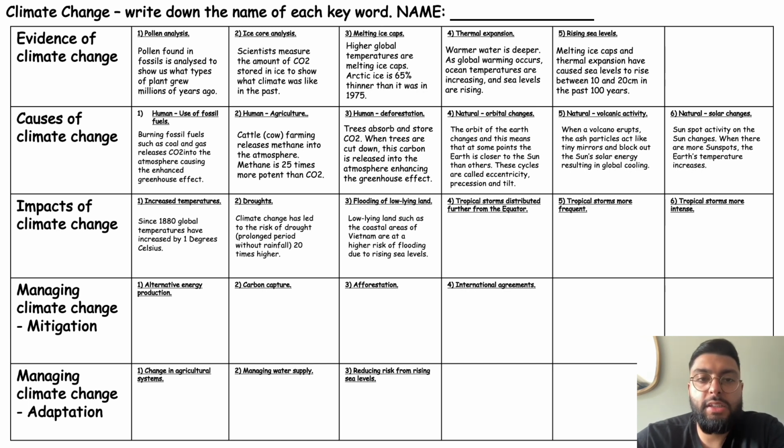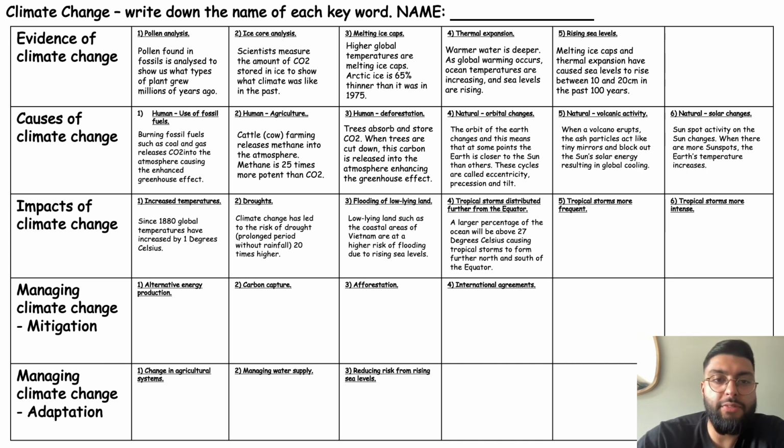Also, another impact is that tropical storms will be distributed further away from the equator. So a larger percentage of the ocean will be at that 27 degrees Celsius ocean temperature, and that means that tropical storms will start to form further north and south of the equator than the 5 to 15 degree band that they currently form in. So perhaps that band will become all the way from 5 to 20 degrees north and south of the equator.